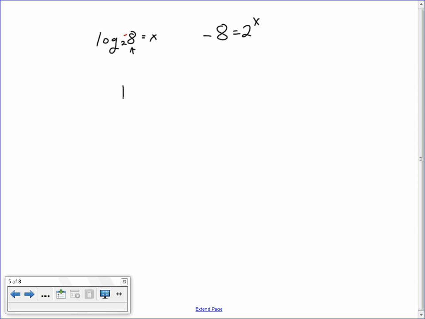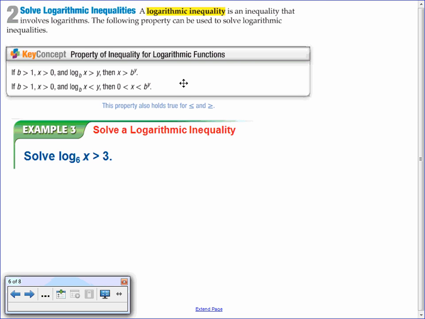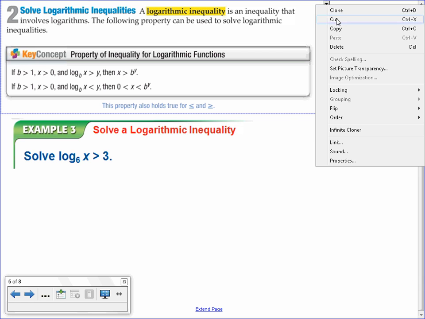Now let's look at what would happen if it were 0. Log base 2 of 0 equals x. Well, once again, you have the same situation. There's no power that you can take 2 to get 0, for the same reasons as up here. So, one of the important parts of this, inequalities, and get rid of that for just a second.